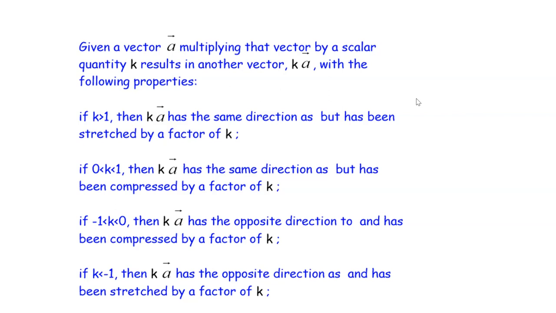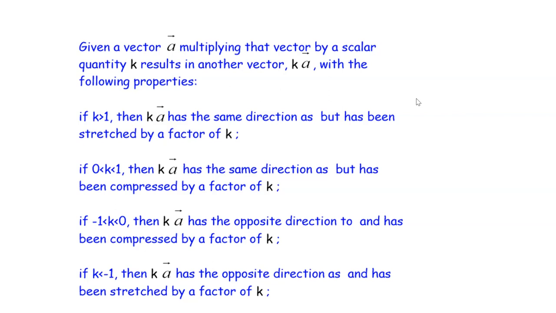So, for instance, if k was 3, it would mean that 3 times the vector would be a vector which is just 3 times as long as its original vector, but it continues moving in the same direction. That's all that means. It's been stretched by a factor of k. It's 3 times as long.